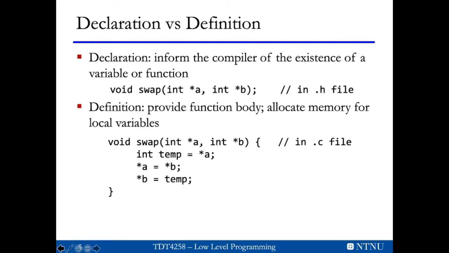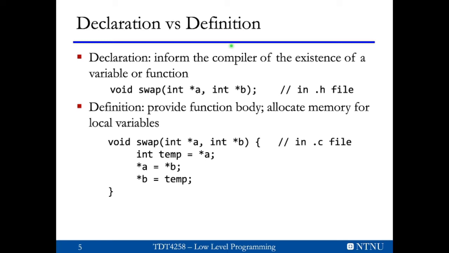When you write C code, you need to declare and define functions and variables. So what's the difference between a declaration and the definition of a function or a variable? A declaration is used to tell the compiler that somewhere in our program exists a variable or a function with a certain name that we intend to use.